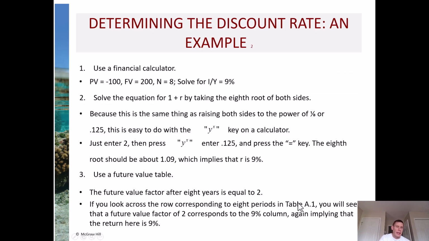If we use a financial calculator, we would plug in the present value as minus 100, because it's money going out; you're investing. The future value is 200, n is 8 for 8 periods, and then we solve for I/Y, which is the interest rate, and we get 9%. So you can do it either way. There's really 3 different ways, and actually more ways than this. But if you put it in a calculator or use Excel, it's going to solve it for you and tell you that the answer is 9%, or 0.09.